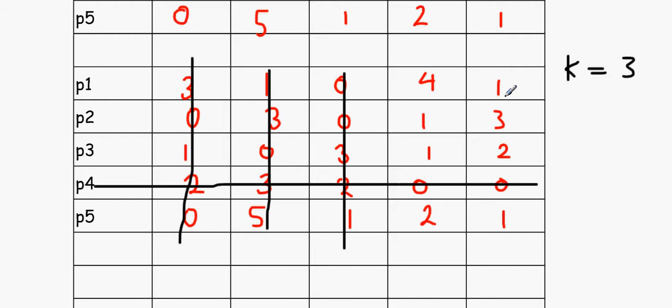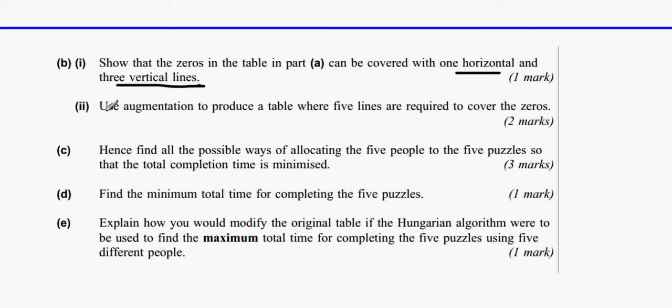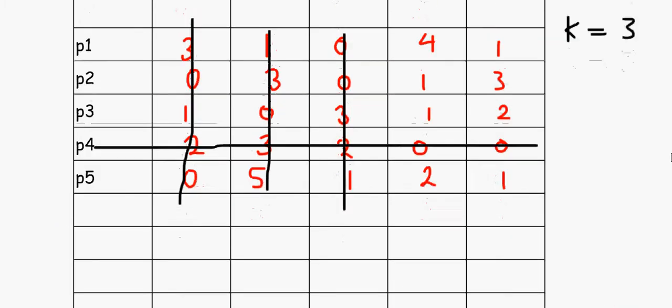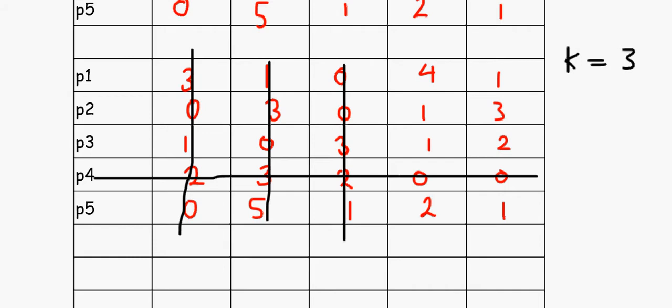So let's see what the next question asks us to do. Use augmentation to produce a table where 5 lines are required to cover the zeros. So we've got to improve this table because it's not good enough. So there's a little trick. See, this is a revision session. There is a little trick, a little shortcut. What we do, we need to identify the smallest number, which is 1.